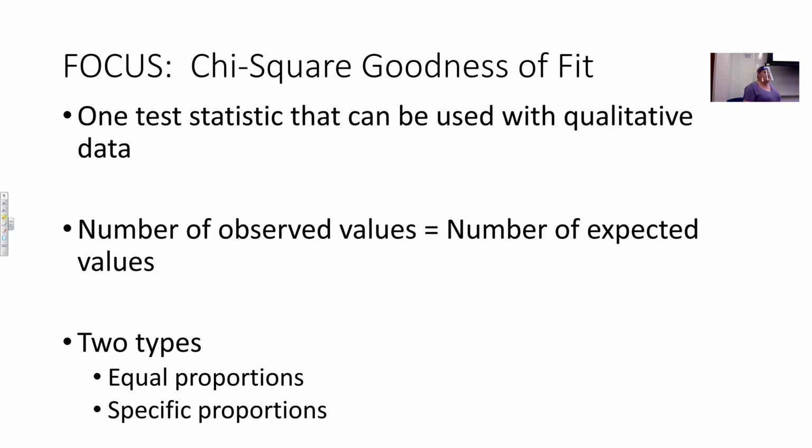So again, our focus is going to be on the third use of chi-square, which is goodness of fit. And it is one of the few test statistics that can be used with qualitative data. Now, again, for us, because Minitab's going to do the work, it may not be as important as it would be if we were doing it by hand or using other technologies. But one thing to remember is the number of observed values that you're given must equal the number that you expect in theory. Okay? The number of observed has to equal the number of expected.